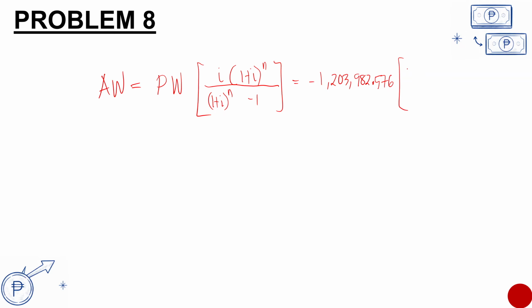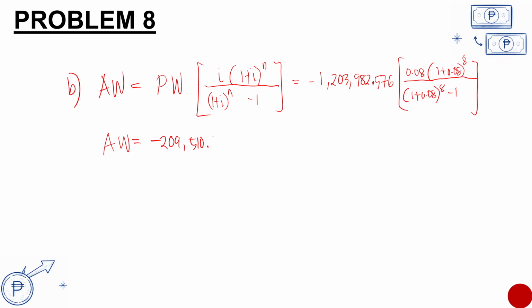1,203,982.576 times the 8%, times (1 + 0.08) raised to, of course, 8 years, because over the span of 8 years. That's (1 + 0.08)^8 minus 1, and our equivalent annual worth for this problem is equal to negative, again because the present worth is negative, so this is also negative. Don't forget the sign, negative 209,510.74 per year.